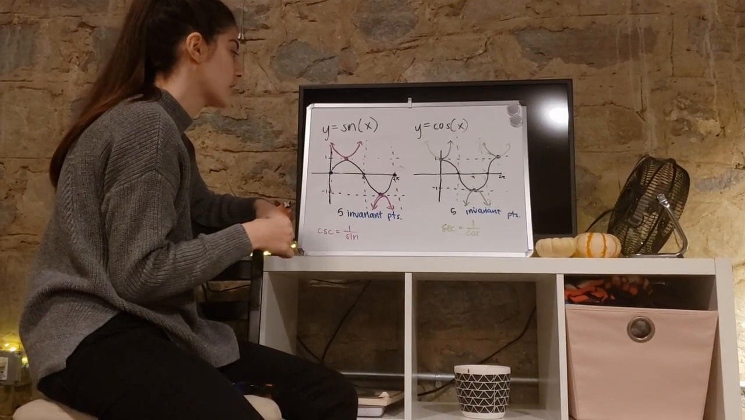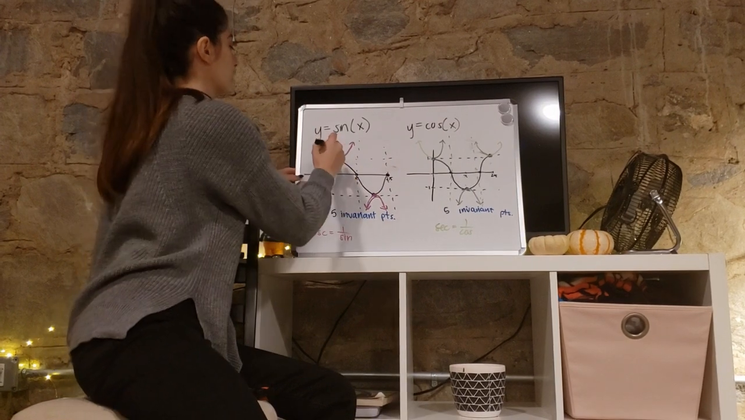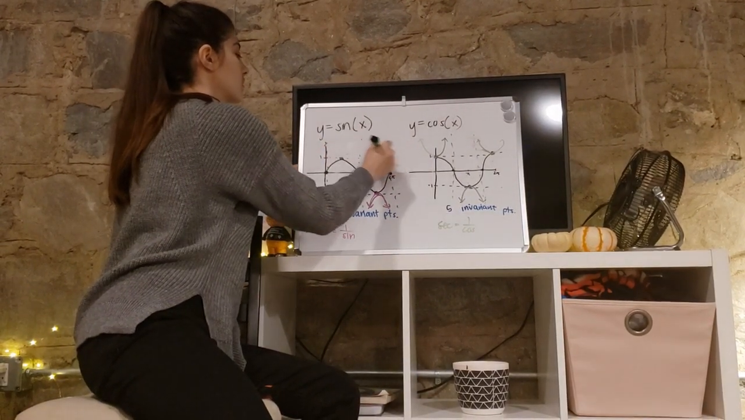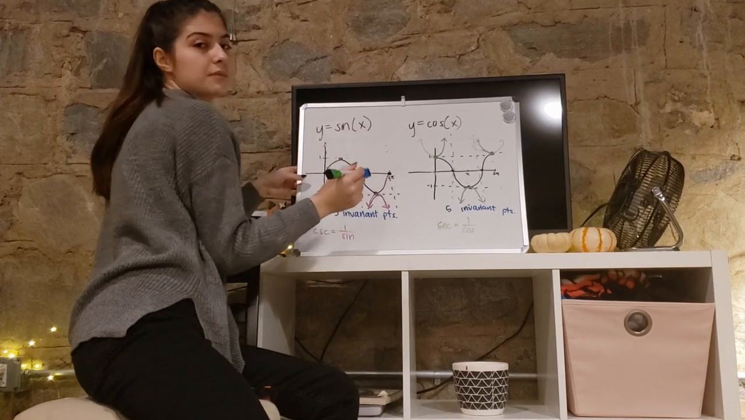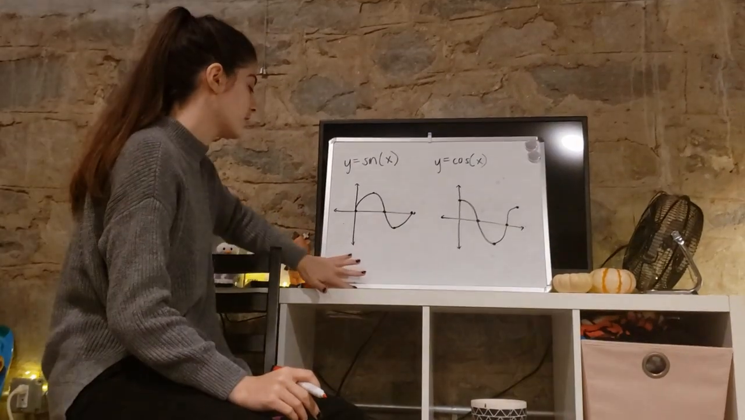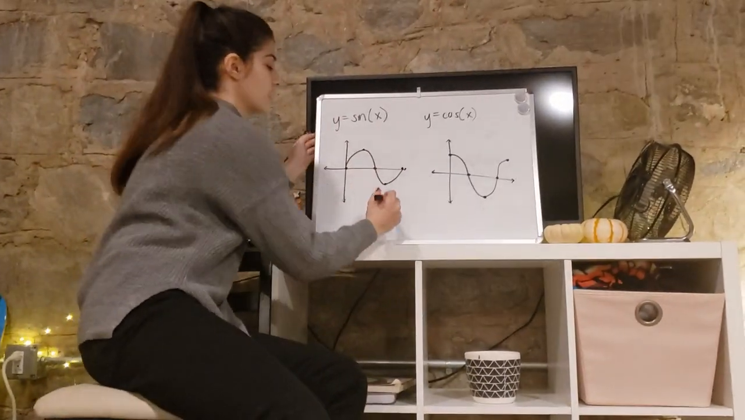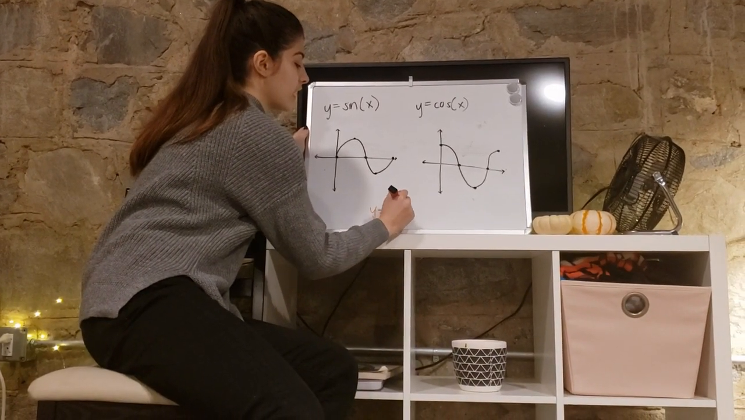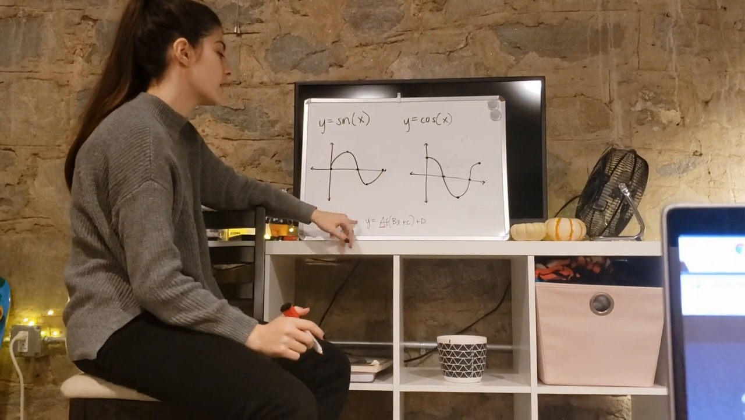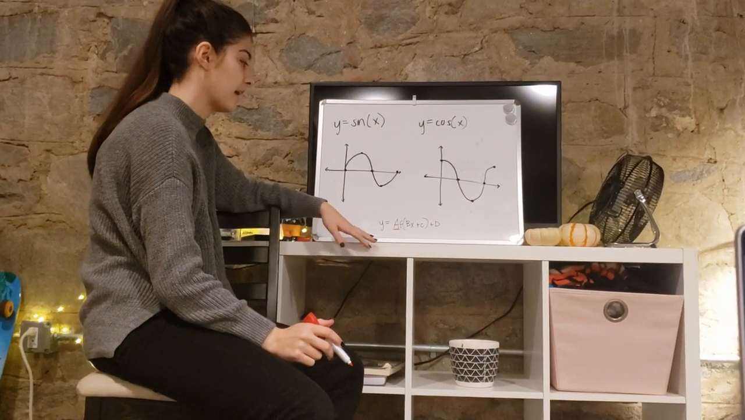Now, if we're talking about the actual shifting, let me erase this. You can pause. Okay, so let's talk about the different translations real quick. We talked about the general form, y equals a f of bx plus c plus d. Let's take a look at a.